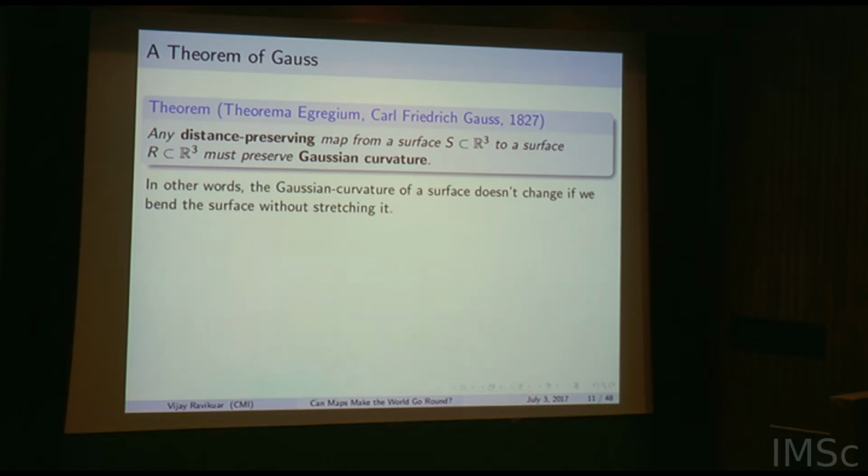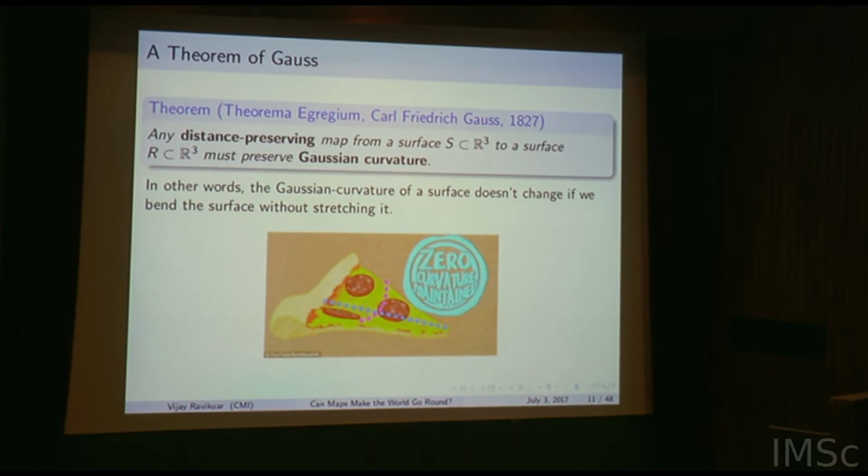So in other words, one aspect of that is, if you take a surface and bend it without stretching it, so you're preserving distance, you're also preserving the Gaussian curvature. Maybe you've seen this in school. One practical aspect of that is that if you have a pizza that you're trying to eat, the pizza is flat to begin with, so the curvature is 0 everywhere.